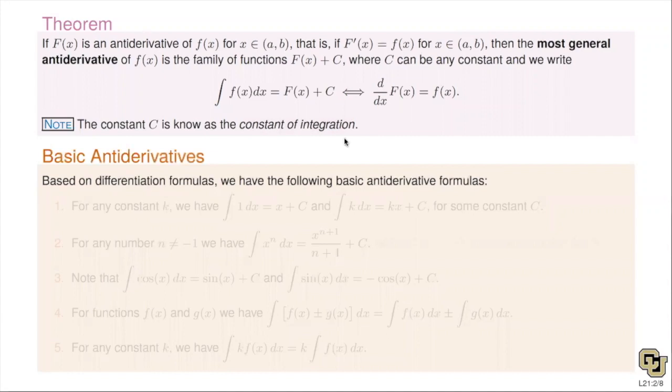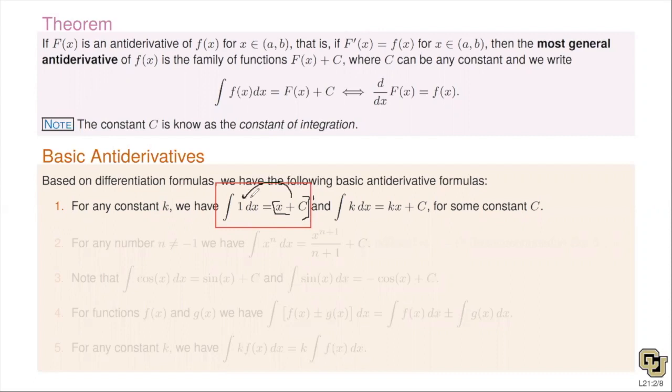So here are some basic anti-differentiation formulas. These are essentially our derivative rules that we're just running backwards, and we'll check these rules by doing differentiation. So here's the most basic one. We say the antiderivative of 1 dx equals x plus c. So what I'm actually saying is the derivative of x plus c equals 1. Is that true? Yes, the derivative of x plus c with respect to x is 1 plus 0. So that's a true statement.